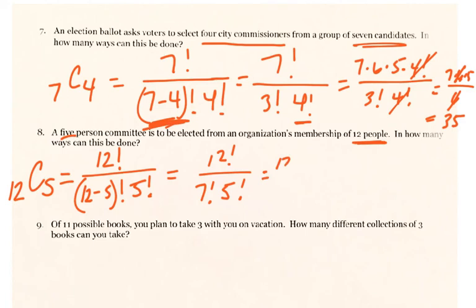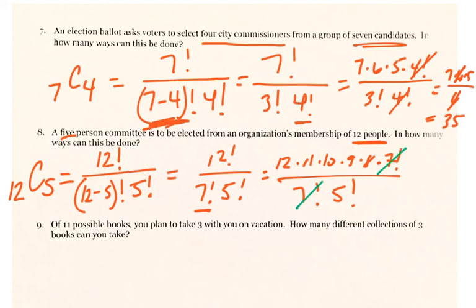So that's going to be 12 times 11 times 10 times 9 times 8 times 7 factorial. Remember, we're going to stop writing all the numbers down once we get to the number that matches the highest one in the denominator. 7 factorial times 5 factorial in the denominator. The 7 factorials cancel, leaving me with 12 times 11 times 10 times 9 times 8 in the numerator.